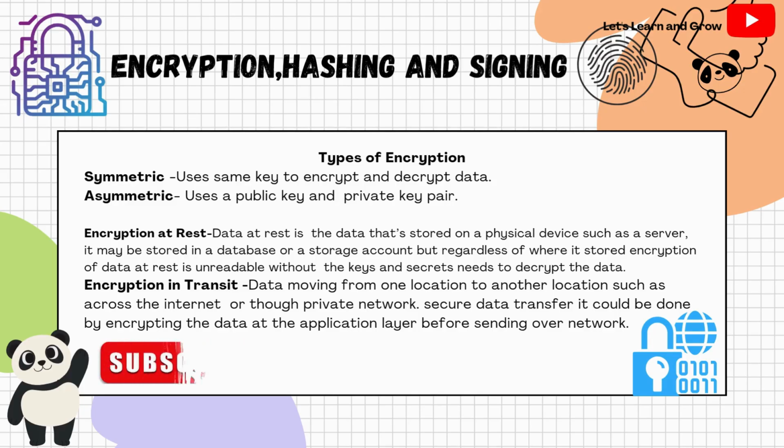Encryption at rest: data at rest is the data that's stored on a physical device such as a server. It may be stored in a database or storage account, but regardless of where it is stored, encryption of data at rest makes it unreadable without the key and secrets needed to decrypt the data. Next one, encryption in transit. Data moving from one location to another, such as across the internet or through a private network, is secured during transfer. It could be done by encrypting the data of the application before sending it over the internet.